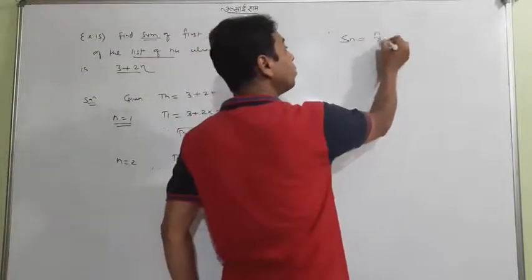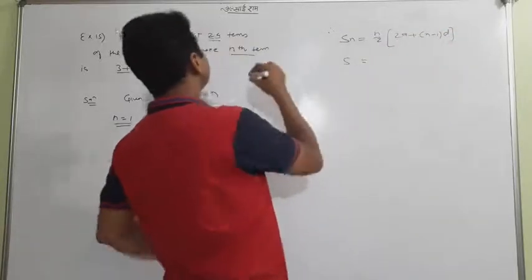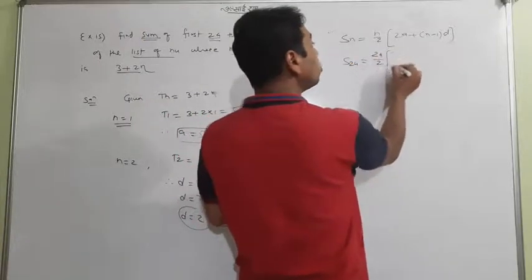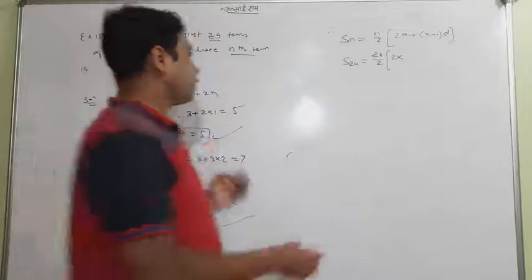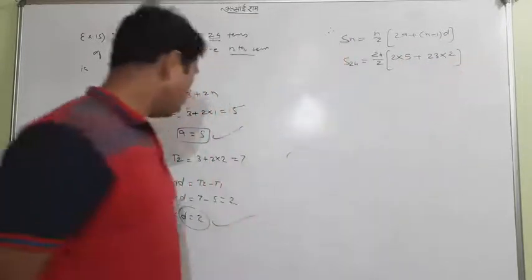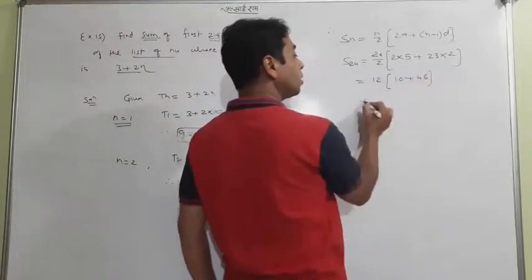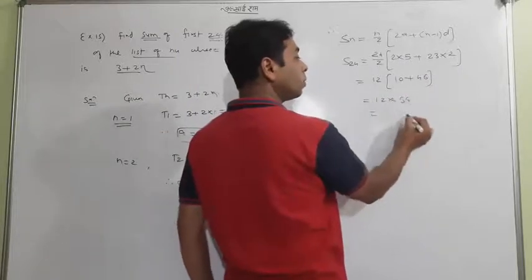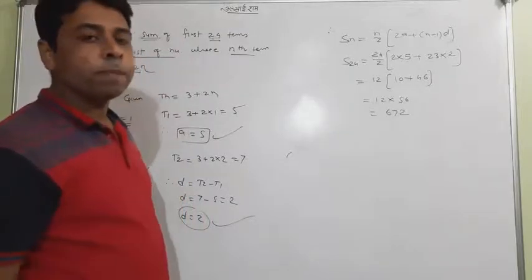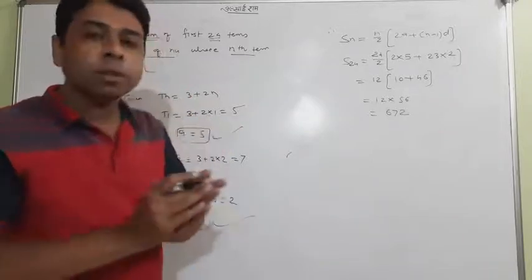So we go with Sn equal to n by 2 into 2a plus n minus 1 into d. This is the formula, so find your sum of 24 terms. 24 by 2, 2a, what is a? 5. And 24 minus 1, 23, d is 2. And get your answer, guys. It is 12 into 10 plus 46, so 12 into 56. This is 672. Answer. So very easy.